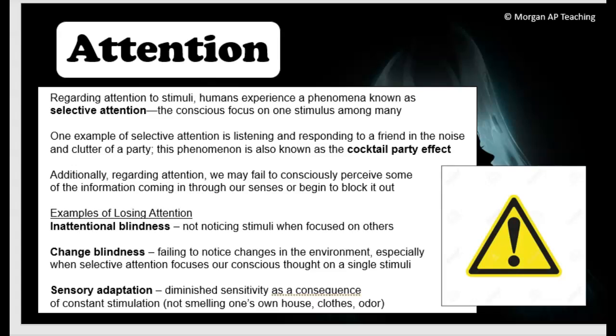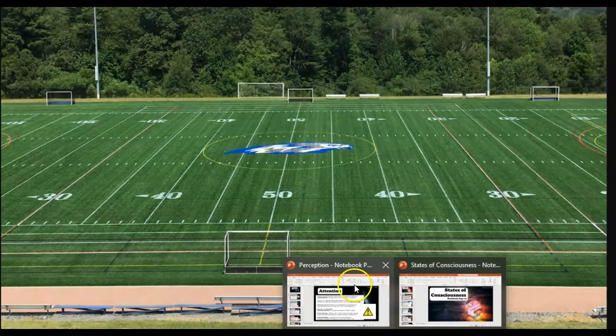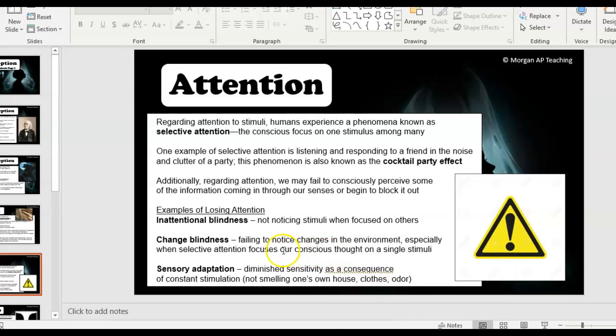So inattentional blindness is not noticing stimuli when focused on others. So if I show you this image and then I say, okay, how many benches did you see? And you're like, benches? That's because your eye might be focusing on the center with the falcon. You might be looking at the 50-yard line. You might be trying to check out the different circles of colors. So inattentional blindness is not noticing stimuli because you're focusing on something else.